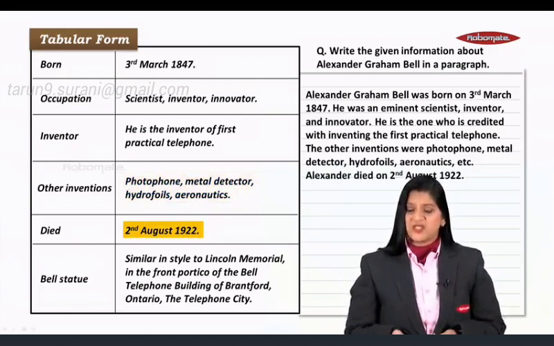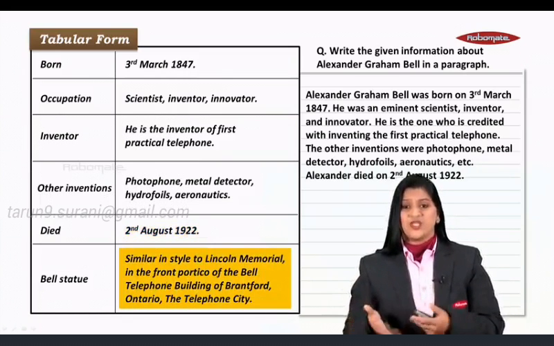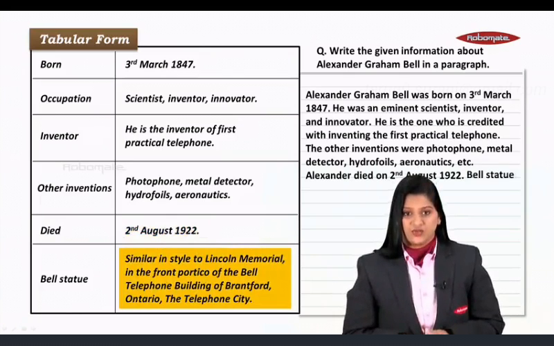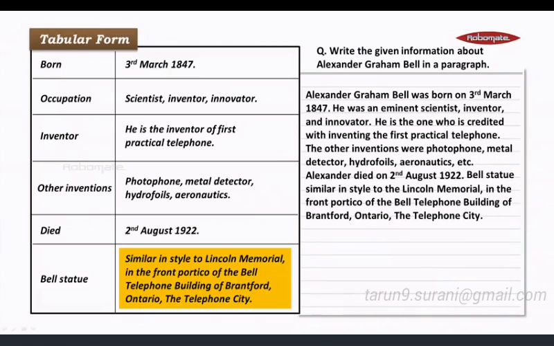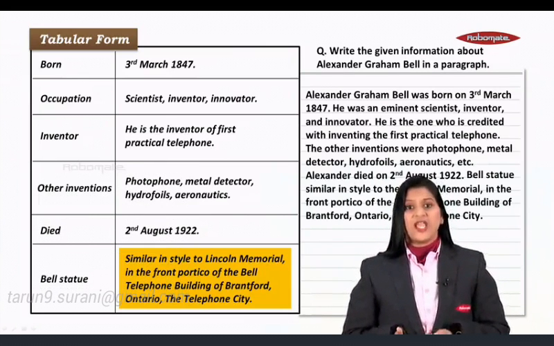And in the last part, they've given information about a Bell statue. That is his statue. You're going to put this information in the paragraph. That's the last thing to do. That is Bell statue, similar in style to the Lincoln Memorial in the front portico of the Bell Telephone Building of Brantford, Ontario, the telephone city. So whatever was here, you're going to put it in the form of a sentence in your answer.